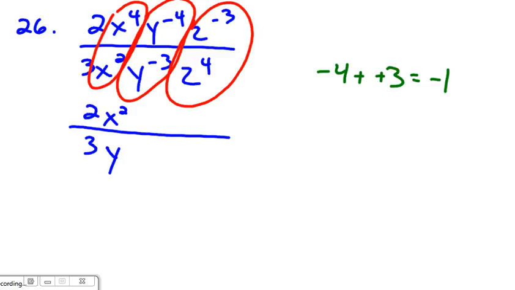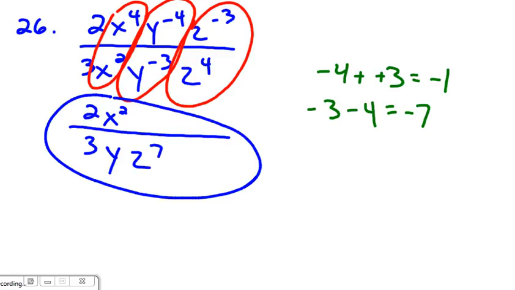Then we go to our z's. Z to the negative third divided by z to the fourth. So negative 3 minus 4 is negative 7. So I end up with z to the negative 7th. But again, that has a negative exponent, so I'm going to flip it to the bottom. So I'll take that away and put z to the positive 7 on the bottom. And that's my answer.